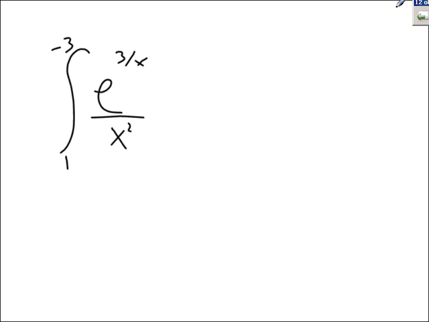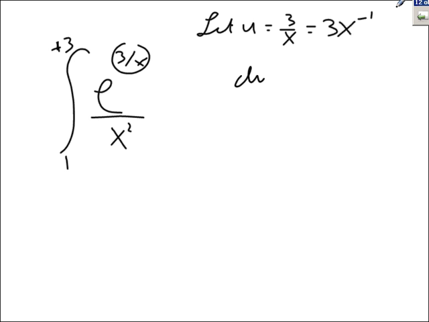There's a nice one. e to the 3 over x divided by x squared from 1 to negative 3. Make that positive. Again, I would generally let u equal the power. I would let u equal 3 over x, which I'll write this way, because I'm kind of going to be taking the derivative. Kind of, because we're really finding the differential, which is exactly finding the derivative of this, but then saying times dx.